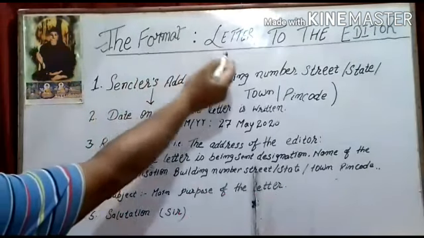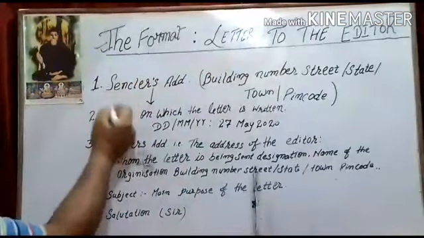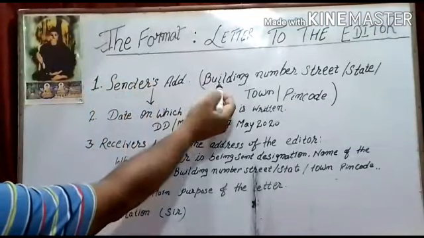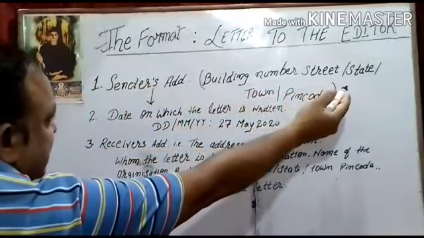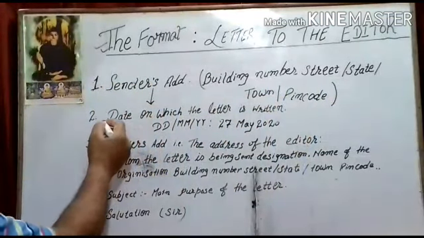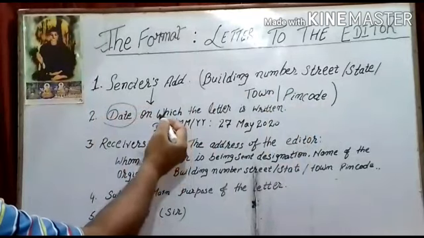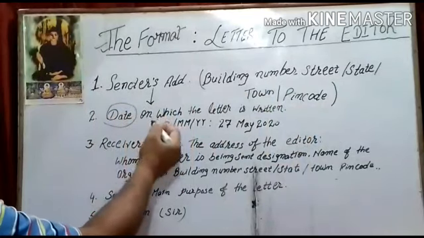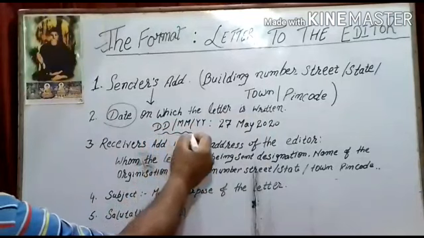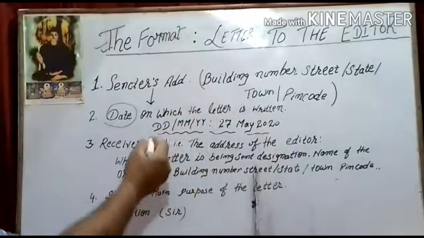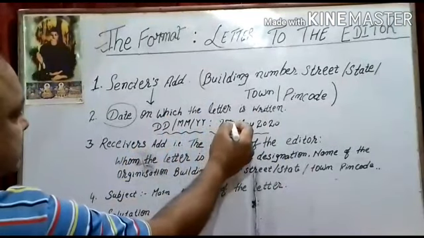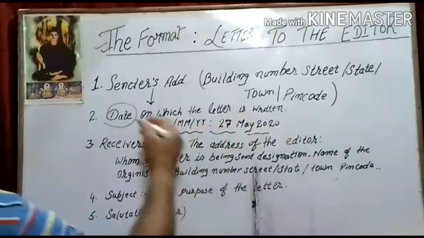The format of a letter to the editor of a newspaper is as follows. Sender's address, that includes building number, street, town, state, pin code. Date is written below the sender's address, the date on which the letter is written. You must follow the figurative format: date, month, year. For example, if today is 27th, then I would write 27th May 2020.